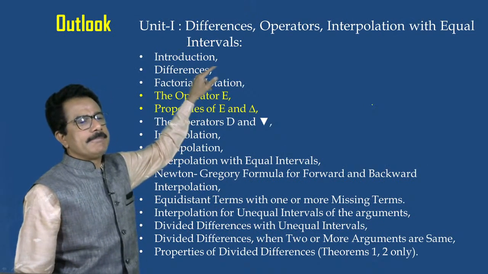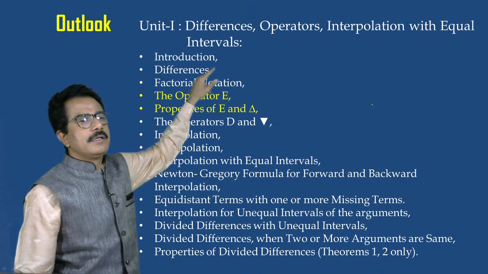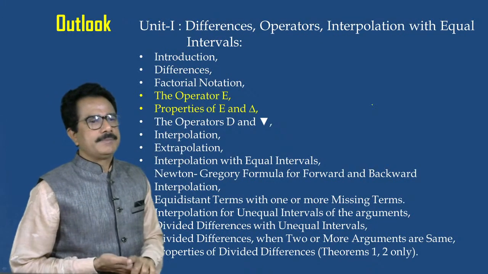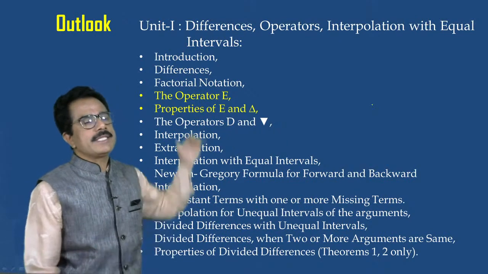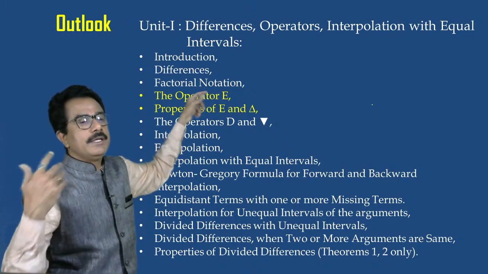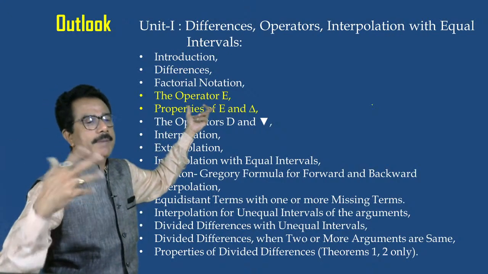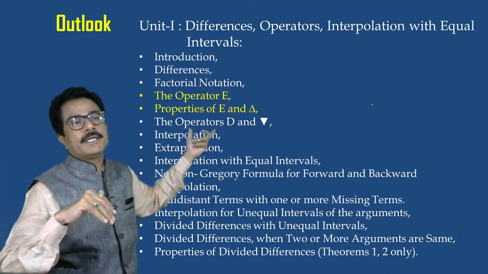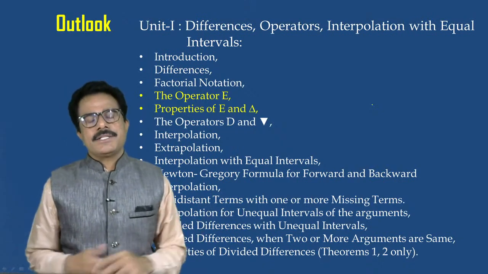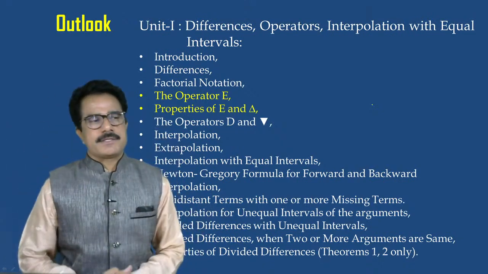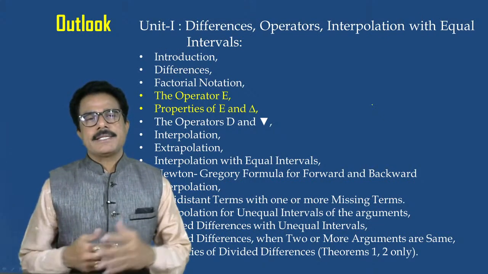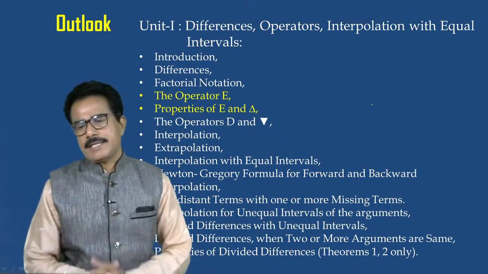Up till now we have studied the differences, operators, and interpolation with equal intervals. In that first part, we have studied introduction, differences, factorial notations, forward shift operator, backward shift operator, difference operator delta, delta square, higher power of delta. And in the last lecture, we have seen some important examples based on the difference or delta.